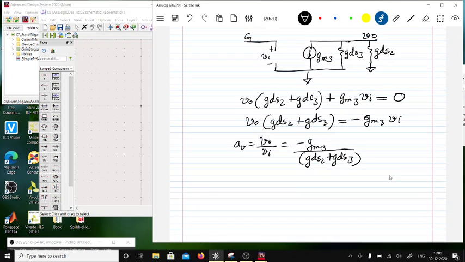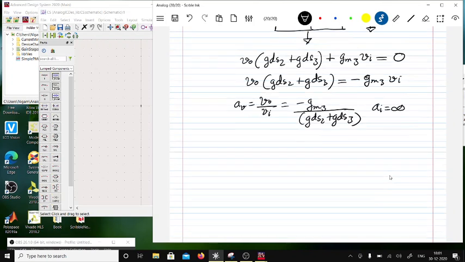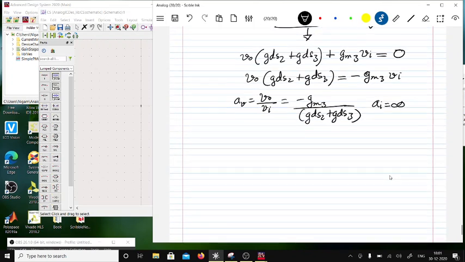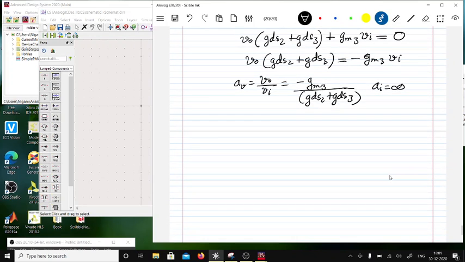Okay, so this is going to be my voltage gain. What about the current gain? The net current flowing into the gate is 0, and the current flowing into the drain is some value. So some value divided by 0 is going to be infinity. So for low frequencies, I can assume that the current gain is infinity. Now let's look at what is RO.